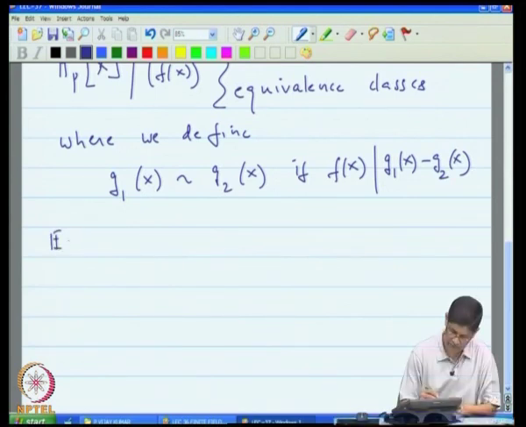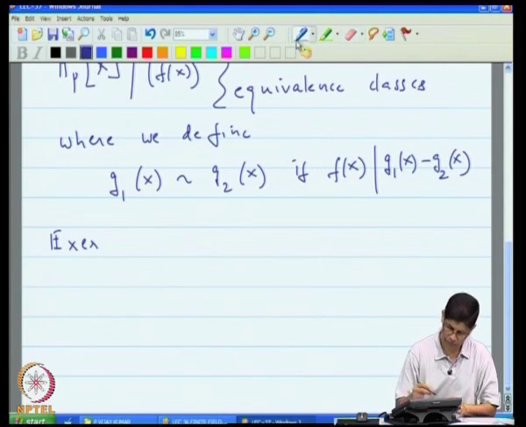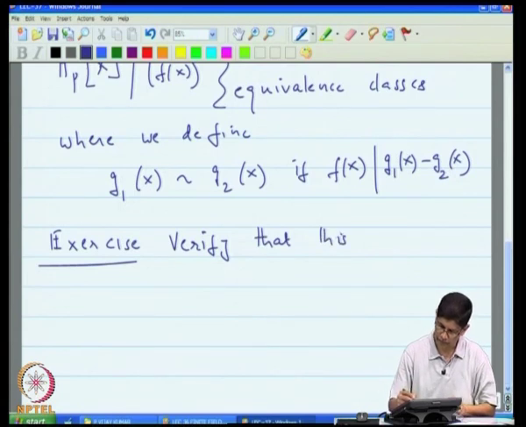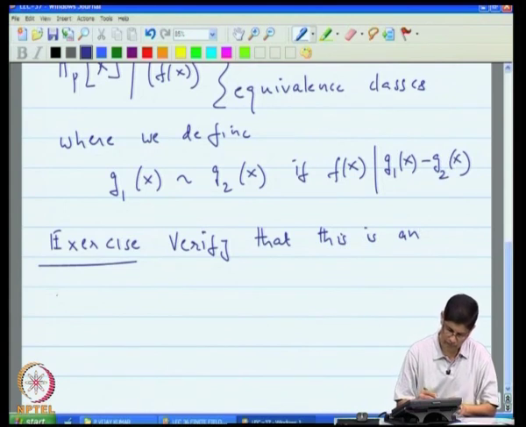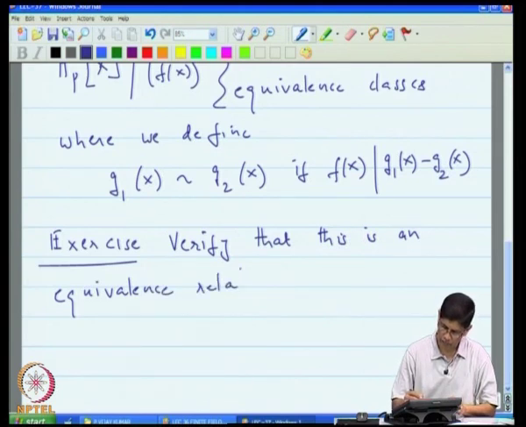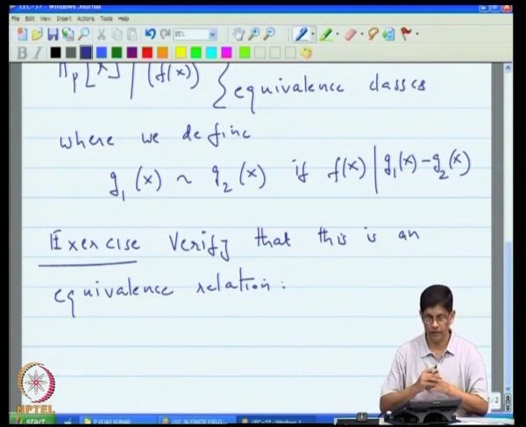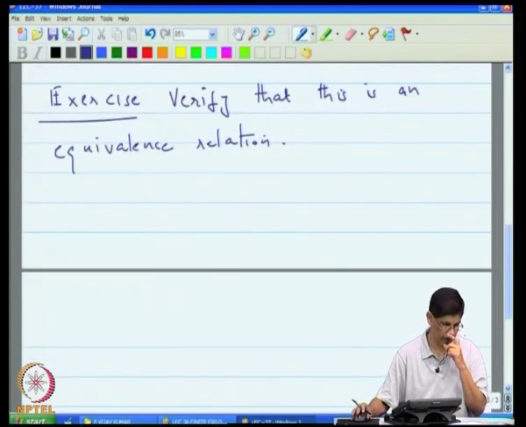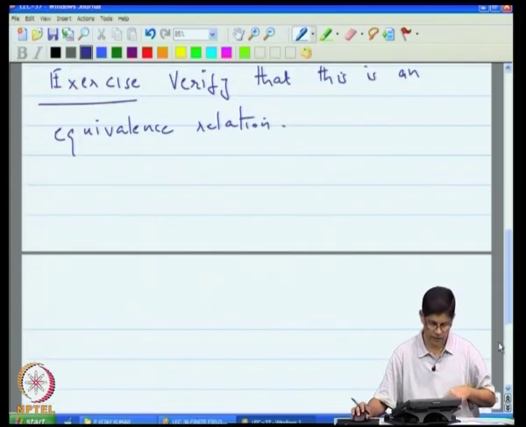I will leave it as an exercise, and I gave this last time: verify that this is an equivalence relation. What that means is that you have to verify that the reflexive, symmetric and transitive properties hold. Once you have verified that, then we are ready for a theorem.